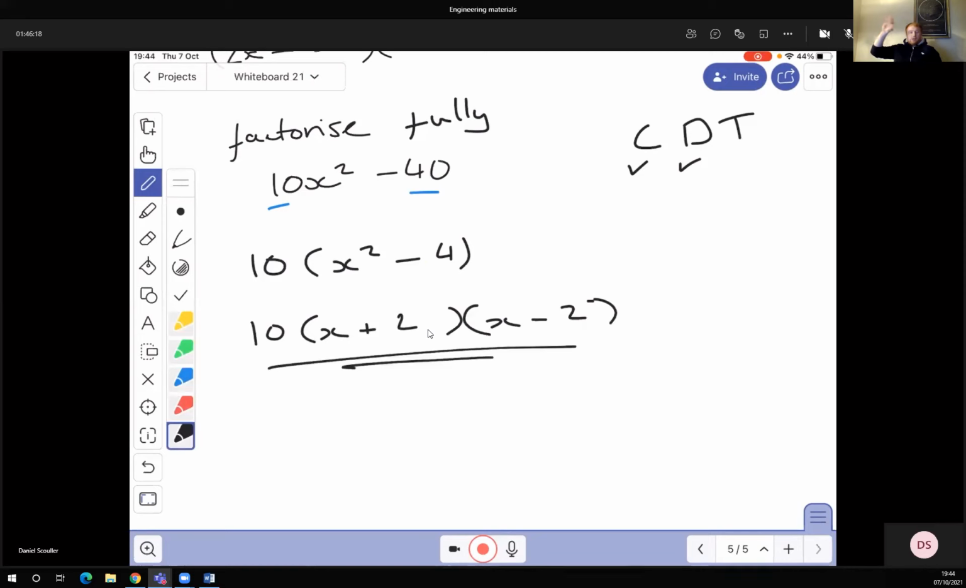So we've looked at CDT. Has it got common factors? Yes. Let's remove that common factor. Let's look at that bracket now. Is that bracket telling us something? Has it got a difference of 2 squares? Yes. We break up those 2 squares. So that is factorised fully.